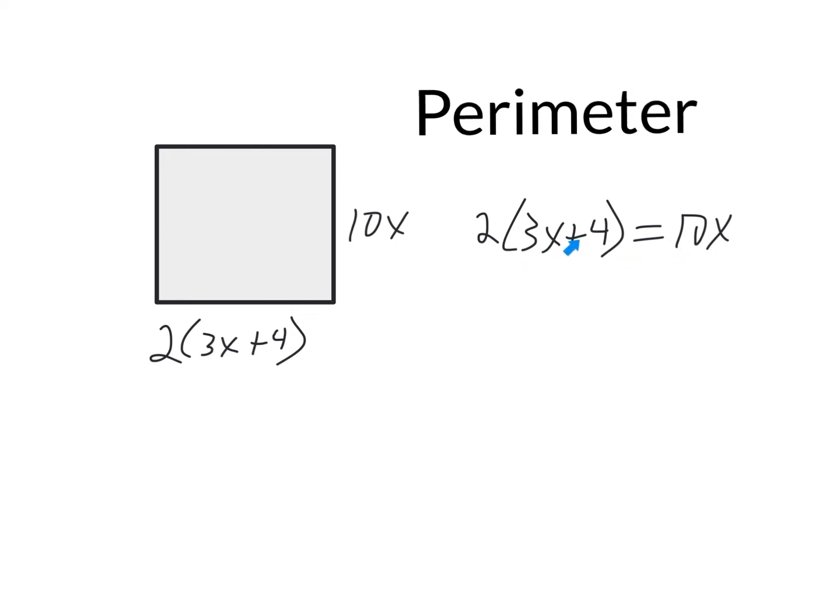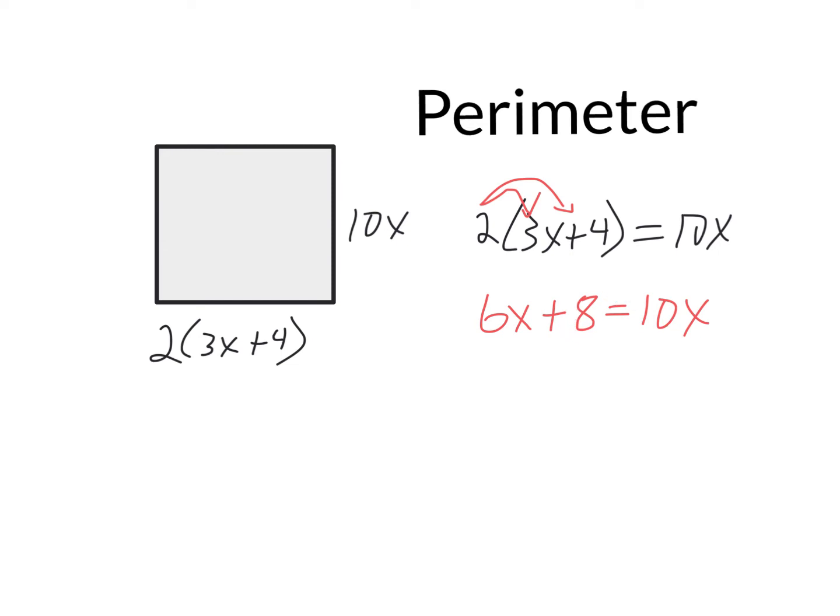This first part right here, I'm going to need to distribute the 2 to both of these terms. So I'm going to multiply 2 times 3x and 2 times the plus 4. When I do that, I get 6x plus 8 equals 10x.